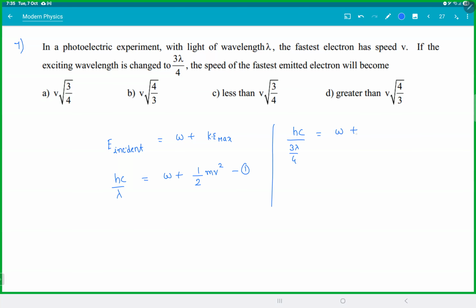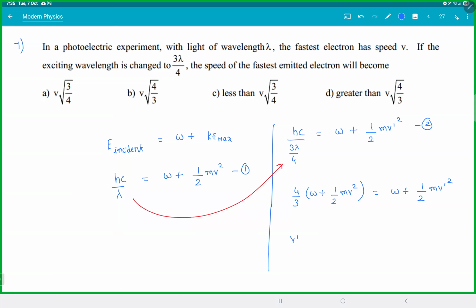The work function will not change. This will be half mv dash square. This is equation 2. Take this from here and substitute here. You end up with 4 by 3 work function plus half mv square is equal to w plus half mv dash square.